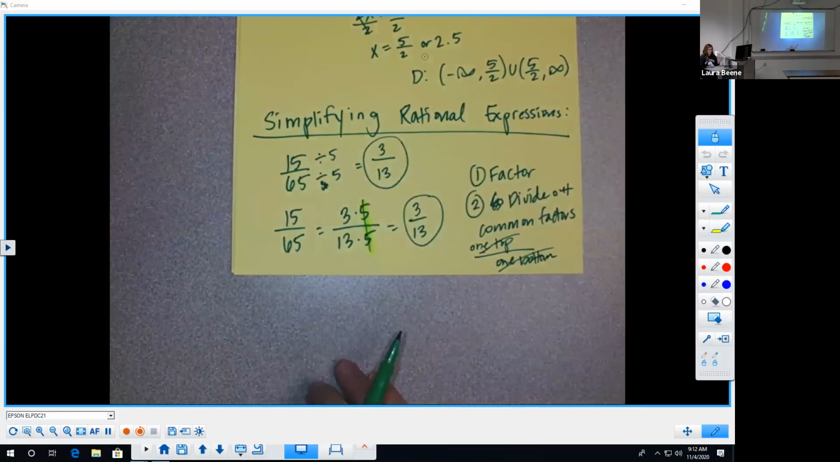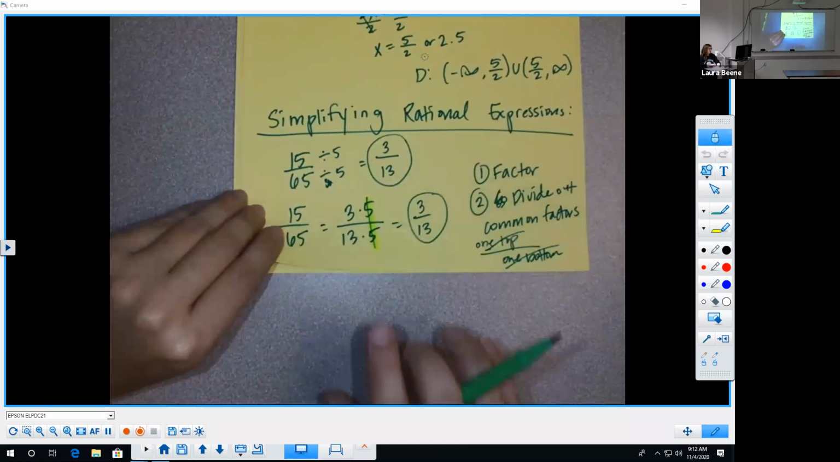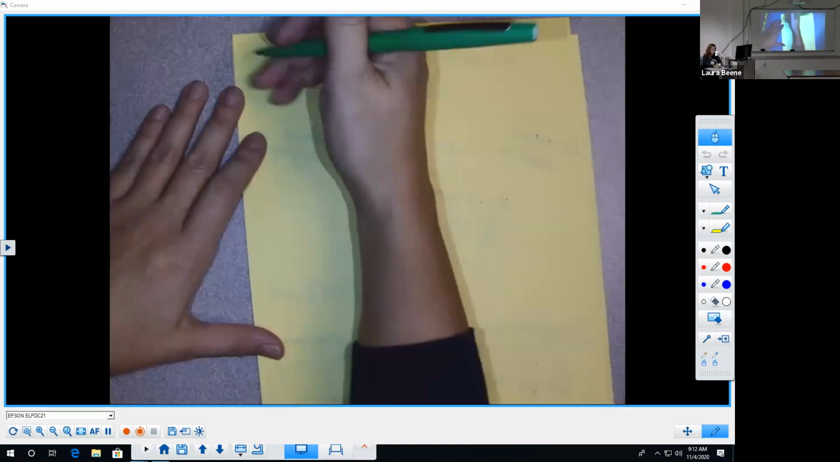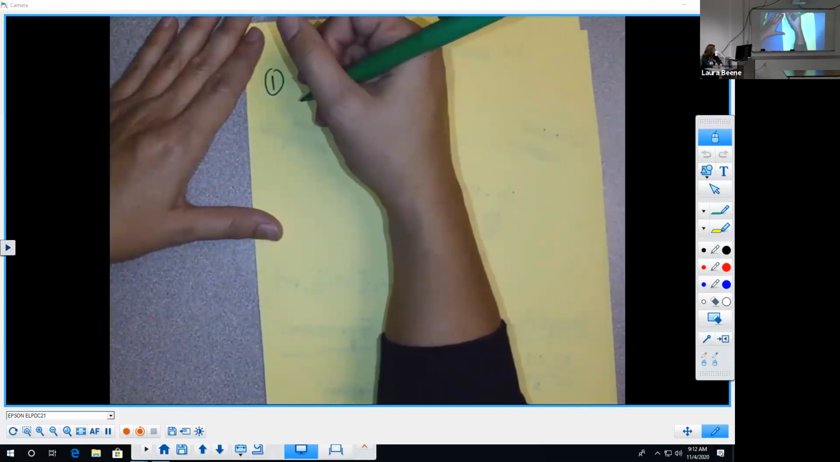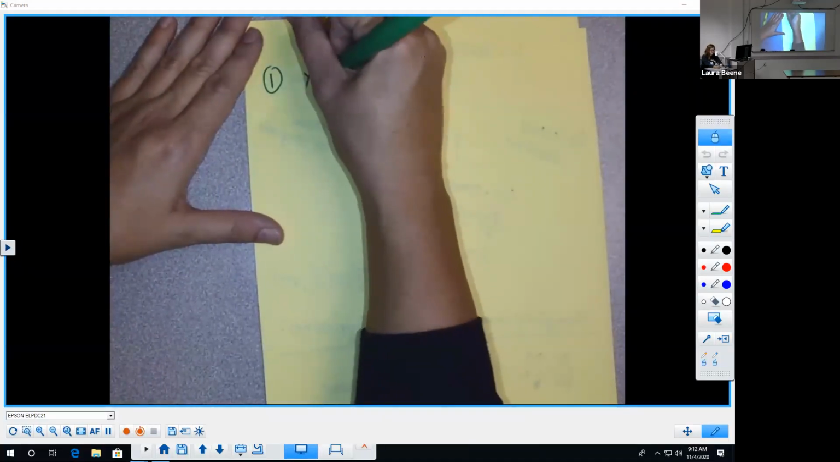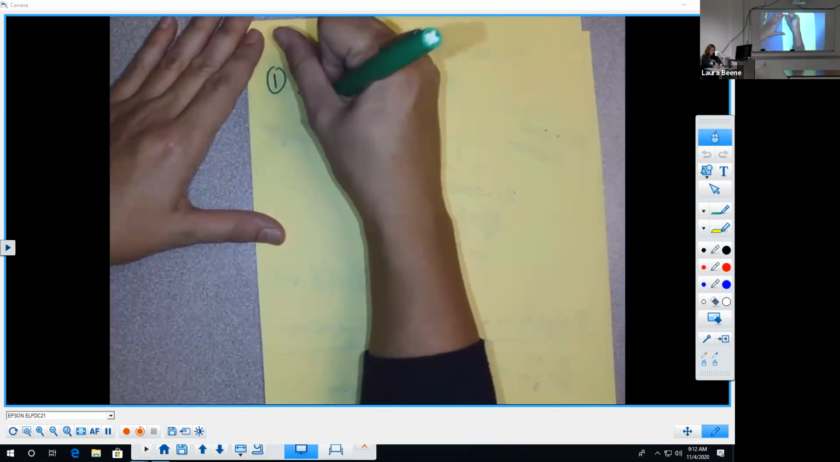Okay, so let's get going on these. First example, if I had the problem x plus 2 over x squared minus 4.